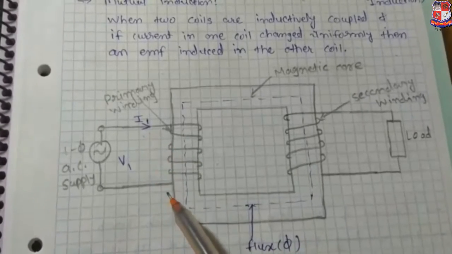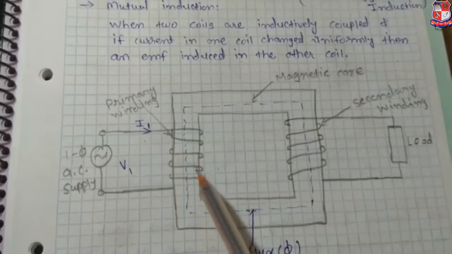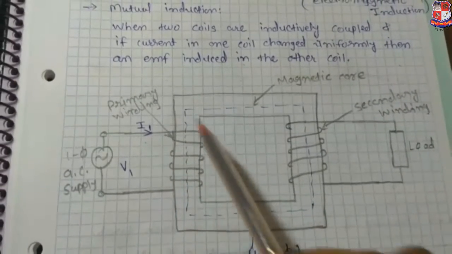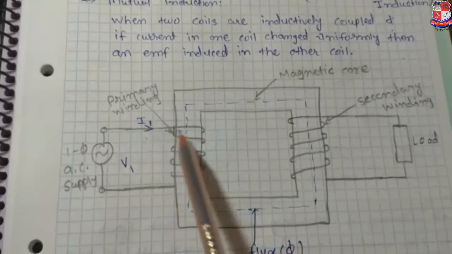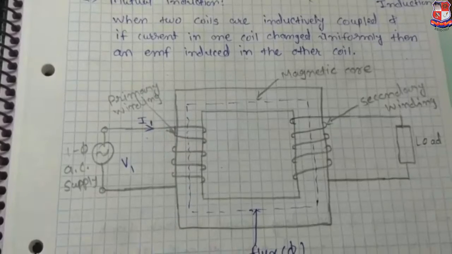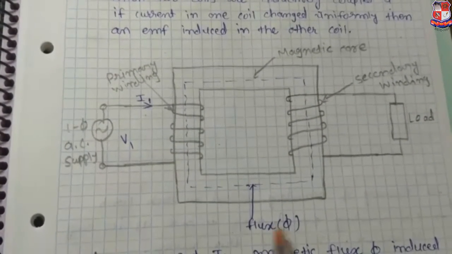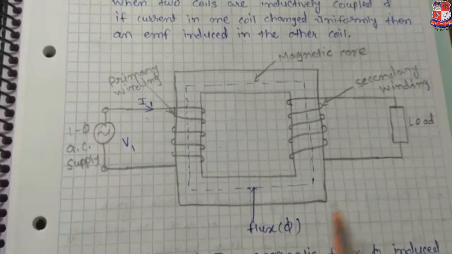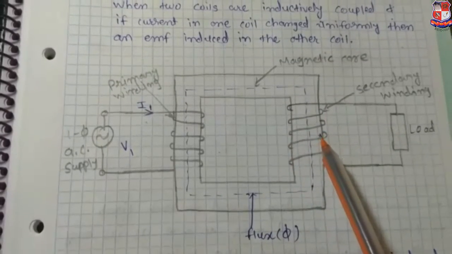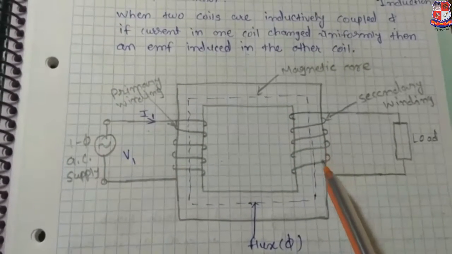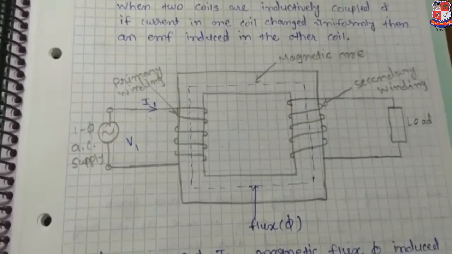Okay, so the value of current is changing uniformly in the first coil. So what will happen? This changing current will induce some flux in this coil. So due to this alternating current, flux will induce in this coil, and this flux is phi. So due to this flux, EMF will induce in secondary winding, which is called as mutually induced EMF. Now let's see this working principle in detail.